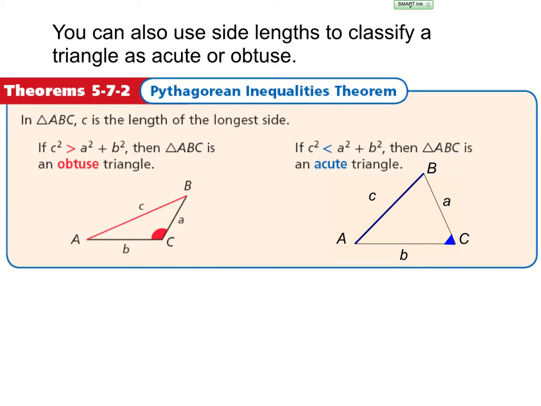If c squared is smaller, I don't know if the picture would be the hypothesis or the conclusion. Here's your hypothesis: if c squared is greater than a squared plus b squared, then your conclusion is it's an obtuse triangle. If c squared is smaller than a squared plus b squared, conclusion, it's an acute triangle. Can you see how that fits?